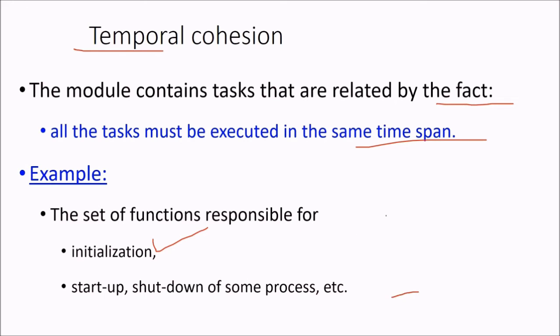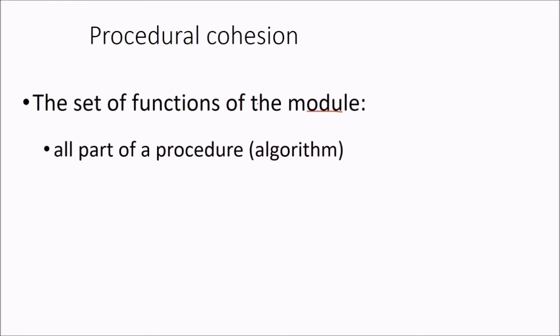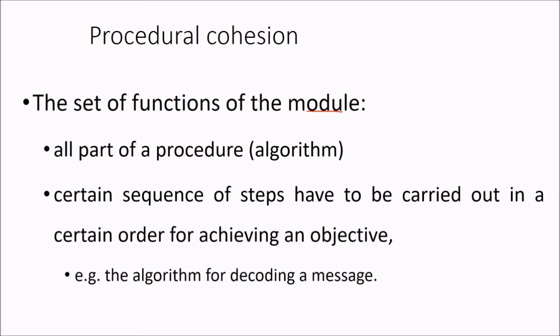Then procedural cohesion: a set of functions of the module that are all part of a procedure, that is, an algorithm. Certain sequences of steps have to be carried out in a certain order to achieve an objective. For example, the algorithm for decoding a message. These come under procedural cohesion. They are procedurally cohesive.